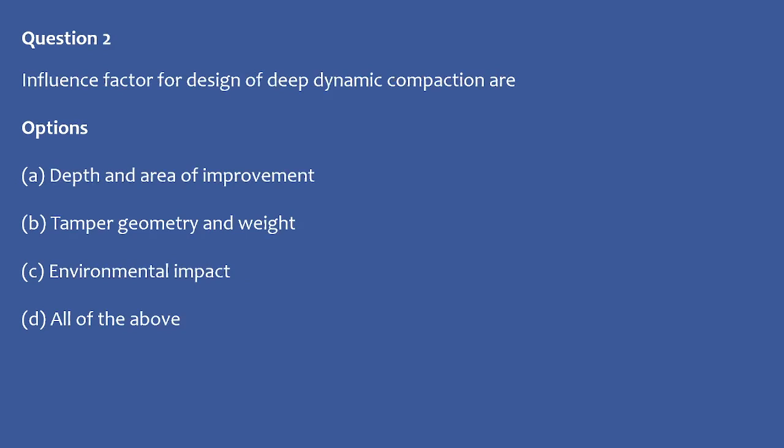Coming to the next question: influence factors for design of deep dynamic compaction are. Which of the factors basically decide what the design of deep dynamic compaction should be? Among these four options: A, depth and area of improvement; tamper geometry and weight; how much environmental impact it is causing; or all of the above.